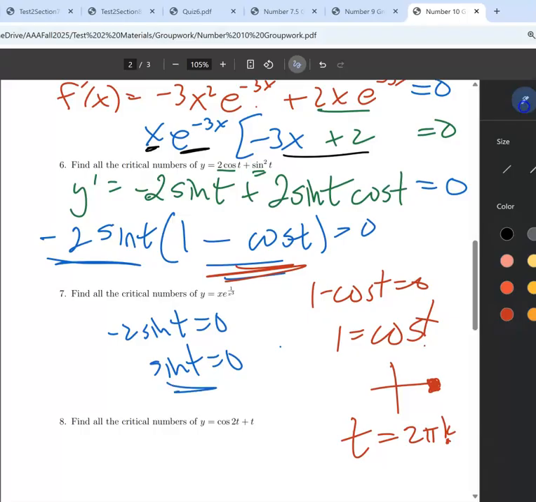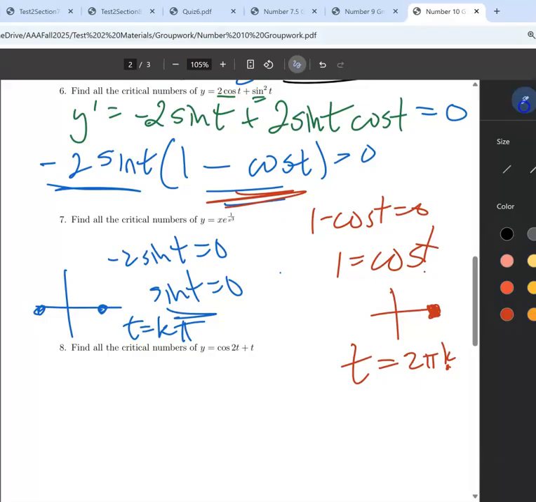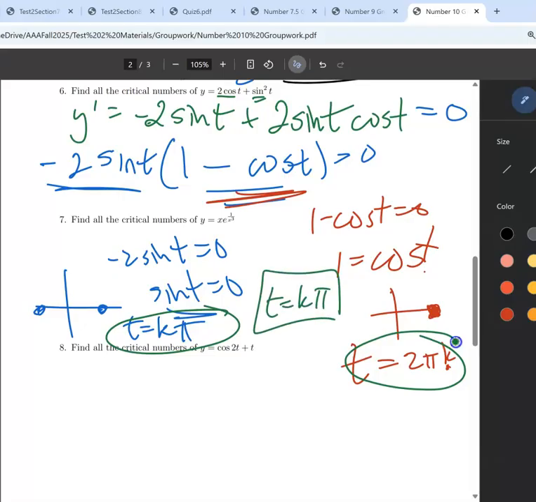Okay, when does sine of t equal 0? Let's think about it. Sine of t is 0 here and here, right? So isn't t equal to k pi? Oh, so if I was to absorb these two into one answer, can you see that t equals k pi would do it? Because this one would get absorbed into this one. But you're fine writing both of those different answers. Totally legit.